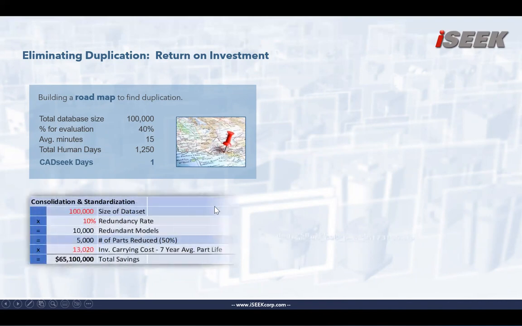The resulting ROI, again, in a data set of 100,000 items with a 10% redundancy rate: 5,000 models could be eliminated, and with a $13,000 7-year cost of carrying the parts in inventory, would eliminate $65 million in cost. But CAD Seek analytics can be used for more use cases than just consolidation or standardization.